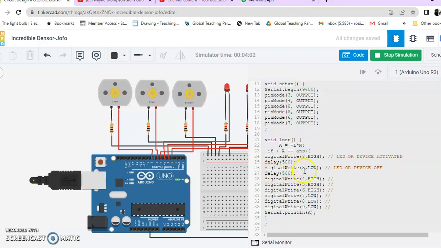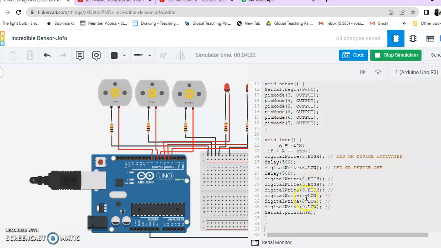So digitalWrite(3, LOW) means I'm putting 0 volts on pin 3, and that's for the same half of a second. And then now I'm going to be turning on some LEDs. digitalWrite(4, HIGH) means I'm putting 5 volts on pin 4. digitalWrite(5, HIGH) means I'm putting 5 volts on pin 5. digitalWrite(6, HIGH) means I'm putting 5 volts on pin 6. Everywhere I see a HIGH, these LEDs will be on.